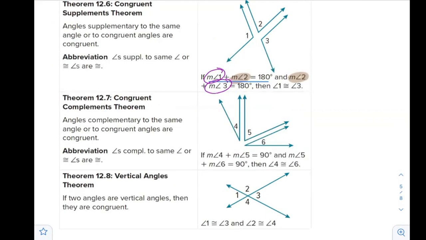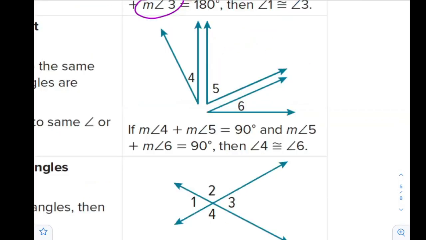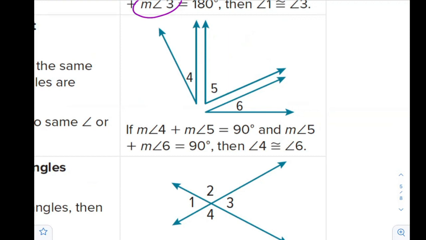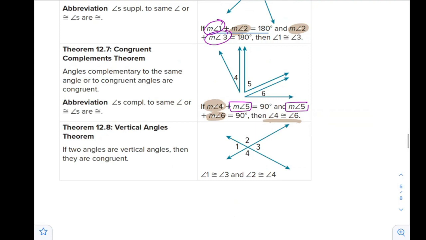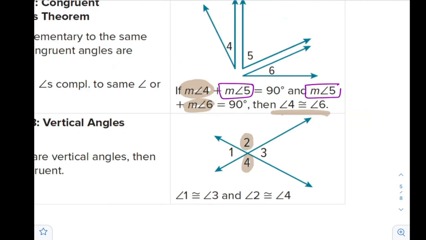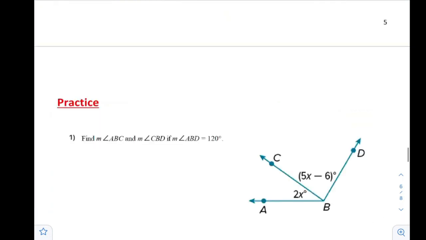In the supplement theorem. Congruent complement theorem, the same thing, as you see: angle 4 plus angle 5 is equal to 90. The same angle 5 plus another angle is 90, so definitely angle 4 and the other angle 6 will be congruent. You can learn it this way. This is called the congruent complement theorem. And we all know about the vertical angle theorem. If two angles are vertical, then they are congruent. So definitely here 2 and 4 are congruent. 3 and 1 are congruent as well, and they are equal in measure.